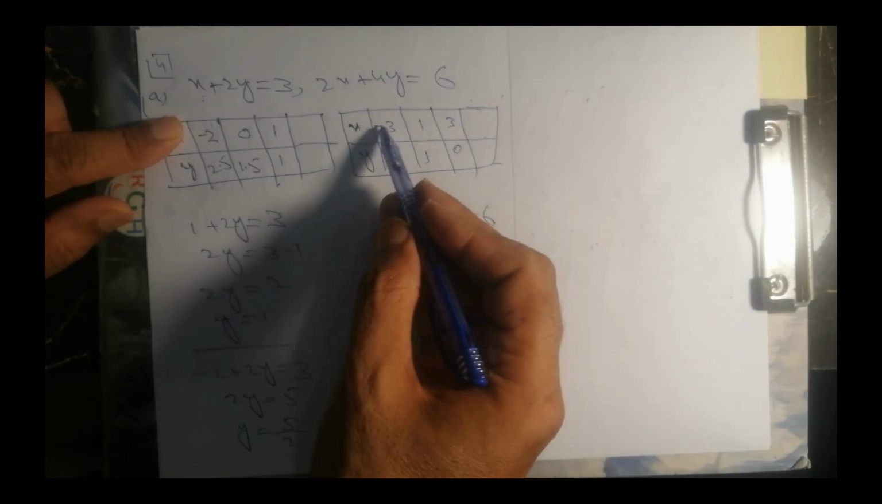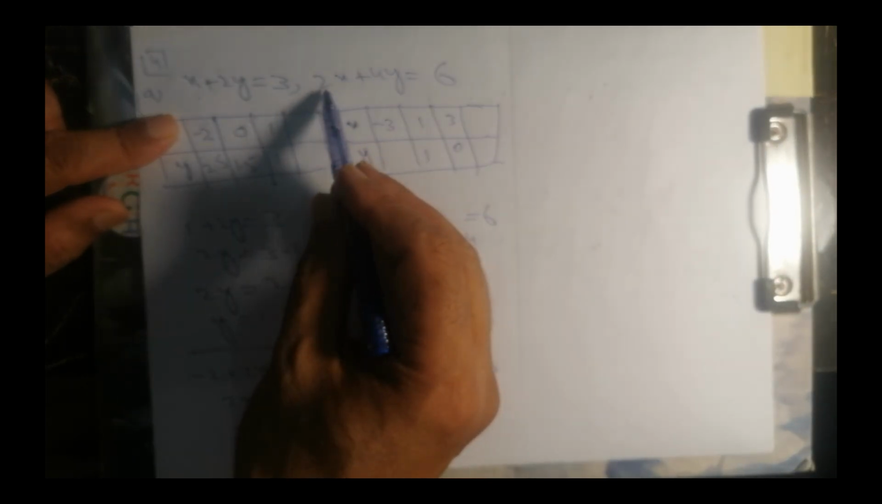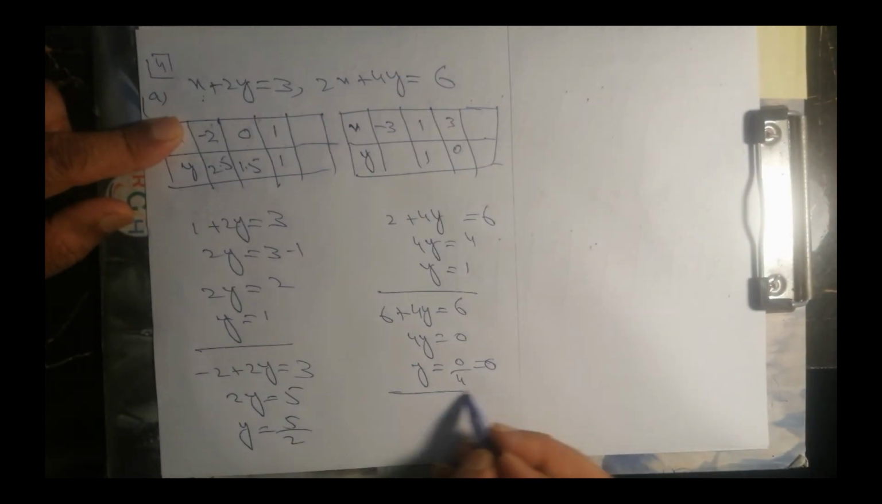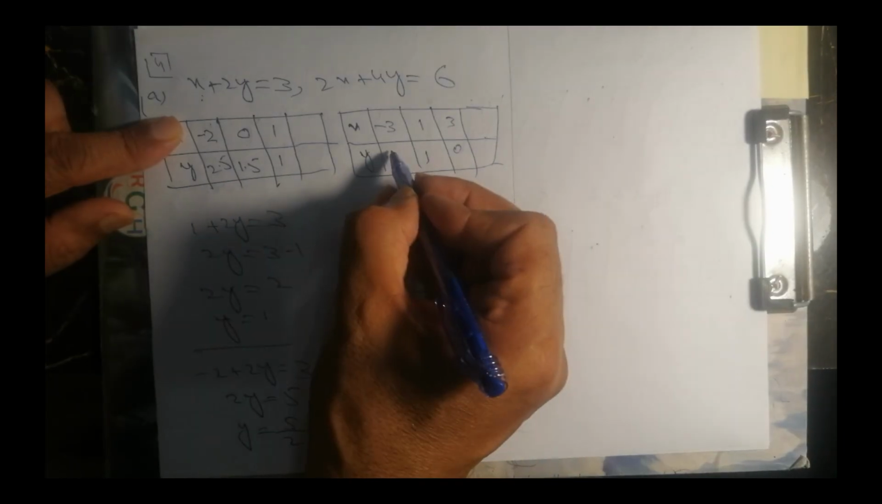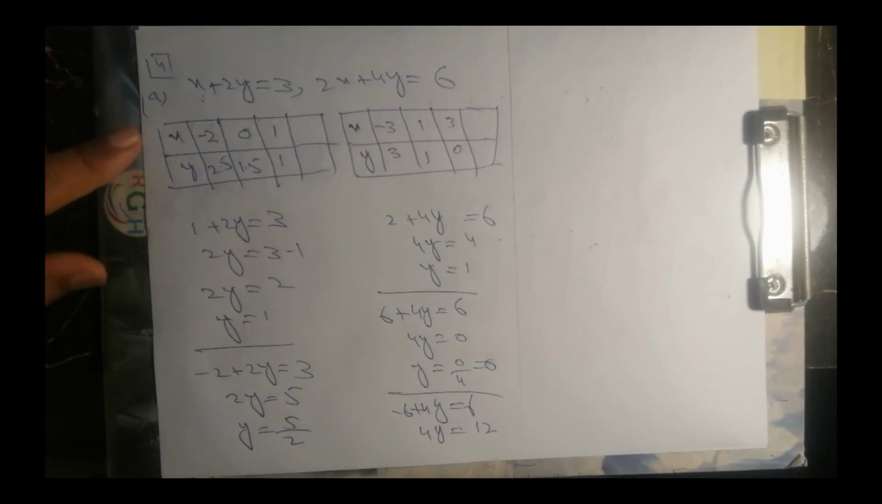Now put minus 3. So minus 3 times 2 will be minus 6. So minus 6 plus 4y equal to 6. 4y equal to 12 and y equal to 3. Now we need to draw these values.